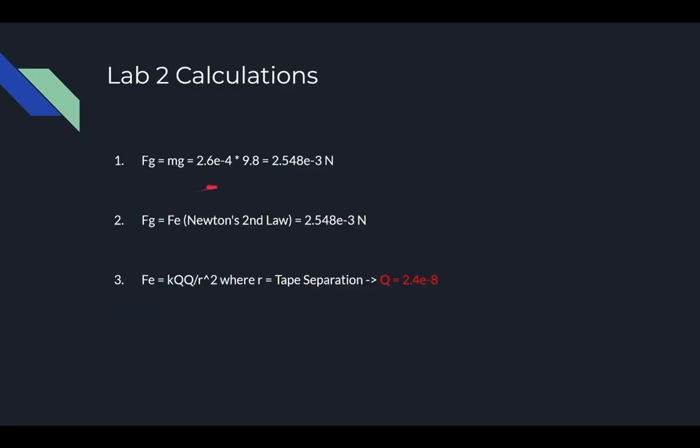And the calculations, as I said earlier, use Newton's second law. First we have the force of gravity, which is the mass of the tape times gravitational acceleration, which is 2.548 e negative 3 newtons. Because of equal and opposite reactions, the force of gravity is equal to the electric force, since the tape is motionless in the air. Then we set that electric force equal to kq squared over r squared, where r is the tape separation, to solve for the total charge of the tape.